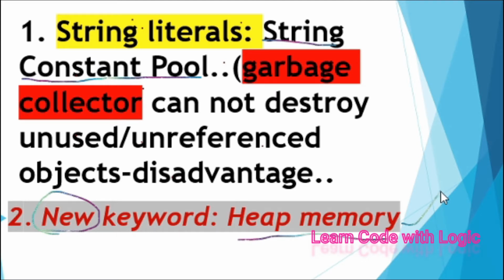What happens when you store a value in the string constant pool? This is specially designed for holding string objects, the ones created using string literals. And I guess you know about the garbage collector. The garbage collector destroys unused or unreferenced objects, right? So that it helps to free up space in memory. That is not going to happen when you create the string value using literals.